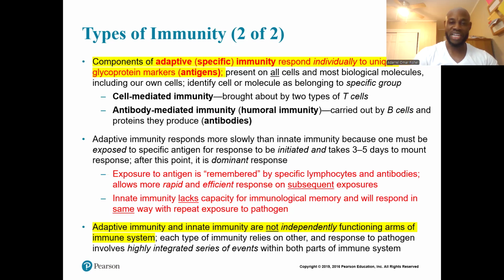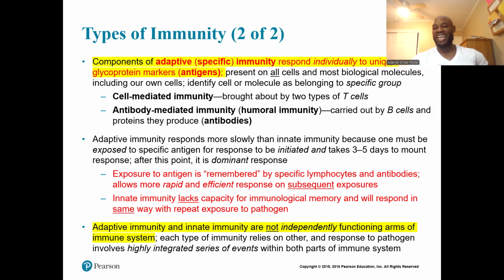Then we also have adaptive immunity, which responds individually to unique glycoprotein markers known as antigens present on all cells. Right? We have the cell-mediated immunity brought about by two types of T cells, antibody-mediated immunity carried out by B cells. So adaptive immunity responds more slowly, usually takes 3 to 5 days. But after that point, it is the dominant response.